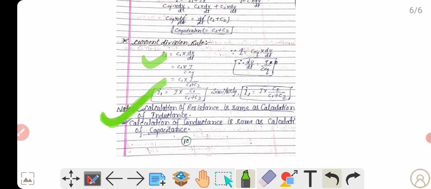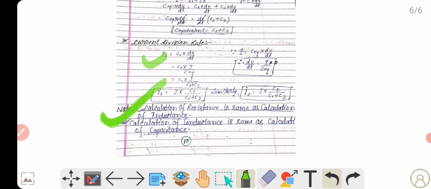Now my dear friends, this is the most important point to keep in mind: the calculation of resistance and the calculation of inductance are the same. These two points are very important from the examination point of view. The calculation of resistance and inductance both are same, and the calculation of conductance, that is G, and the calculation of capacitance are same.